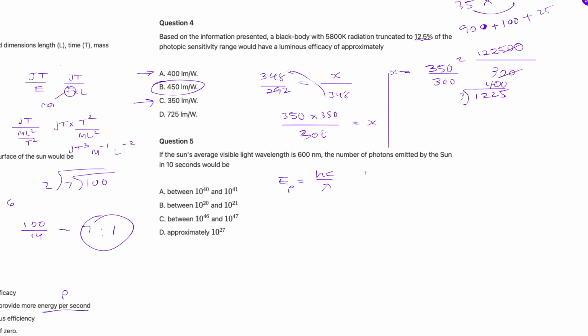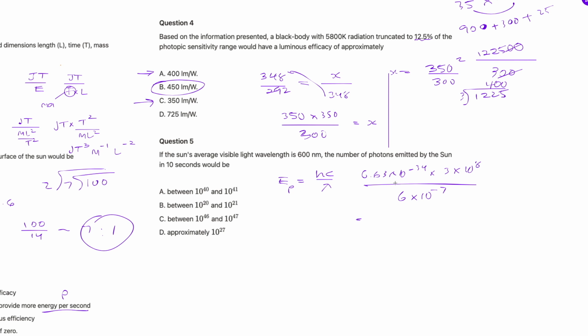and we're told that h is 6.63 by 10 to the negative 34. The speed of light is 3 by 10 to the 8. And lambda is the wavelength, which we've got here as 600 nanometers, or 600 by 10 to the negative 9, or 6 by 10 to the negative 7, like that. So we can get the energy of one of these photons, right?